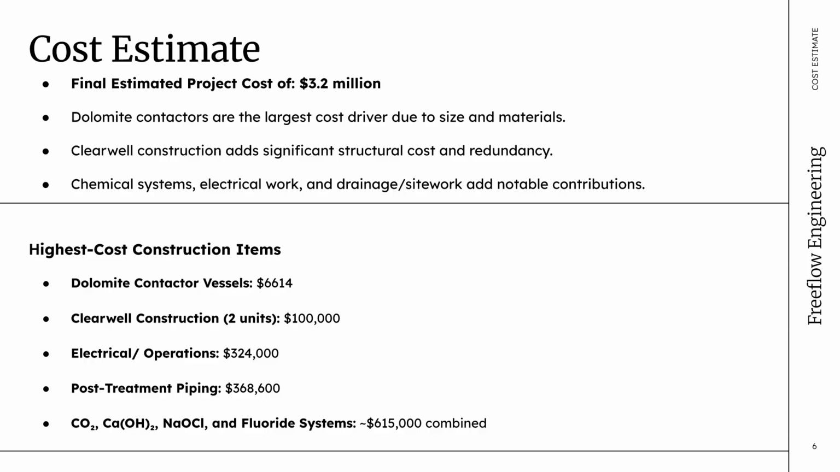An opinion of probable construction costs was prepared, including chemical storage and sizing, major equipment, contractor fees, and labor into a single estimate. The chemical storage systems were sized for a 30-day operating supply and integrated directly into the final OPCC sheet. These values are consolidated into a single cost sheet for South Coast Water District's review. The overall cost for the project was an estimated $3.2 million, with the highest contributors to the cost being the dolomite contactors, the clear well construction, and chemical systems.